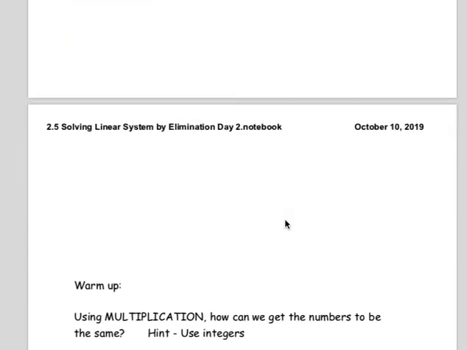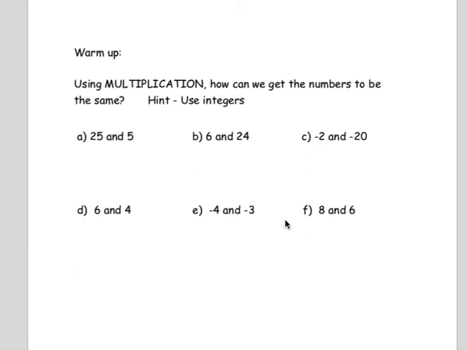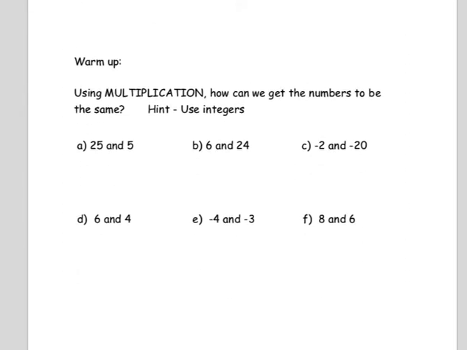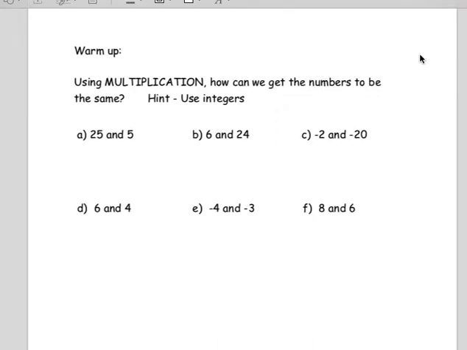Okay? So we're going to do a warm-up. We're going to use multiplication to get the numbers to be the same. So I'm just going to click on this here so we can do them together. So when I take a look at 25 and 5, we're going to need to multiply the 5 by something to get 25, right? So 5 times 5 equals 25. So we're going to multiply this by 5.